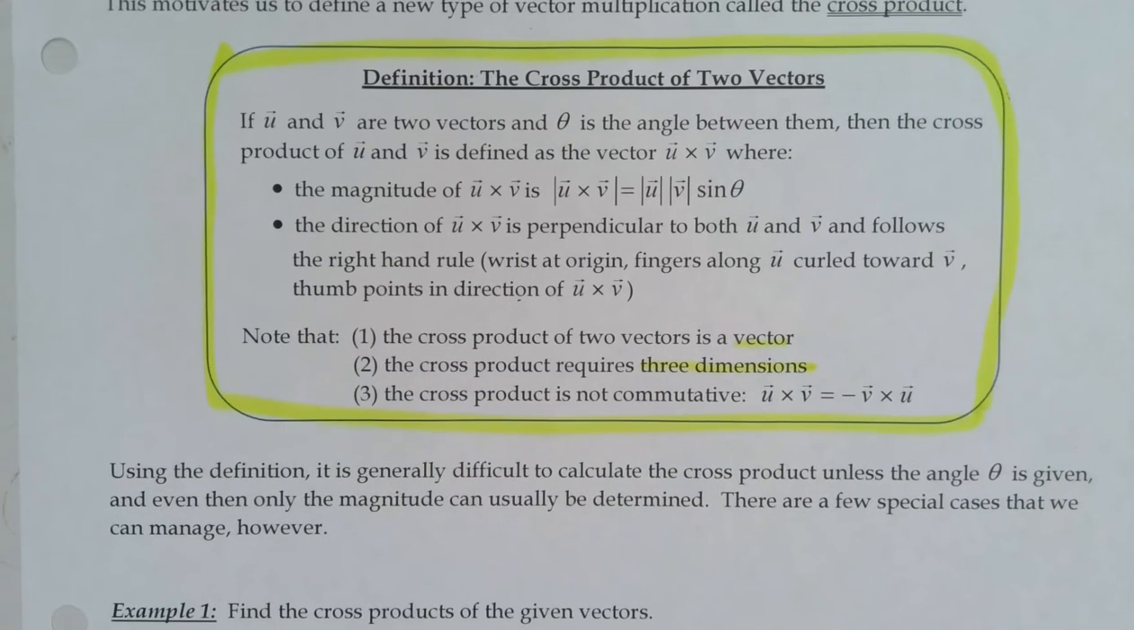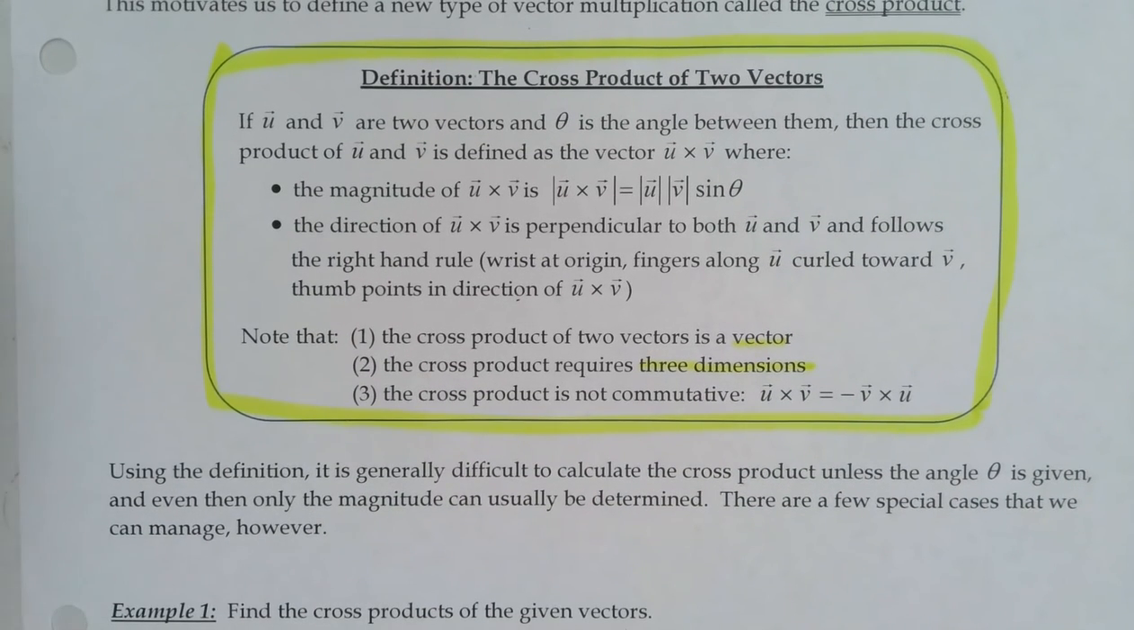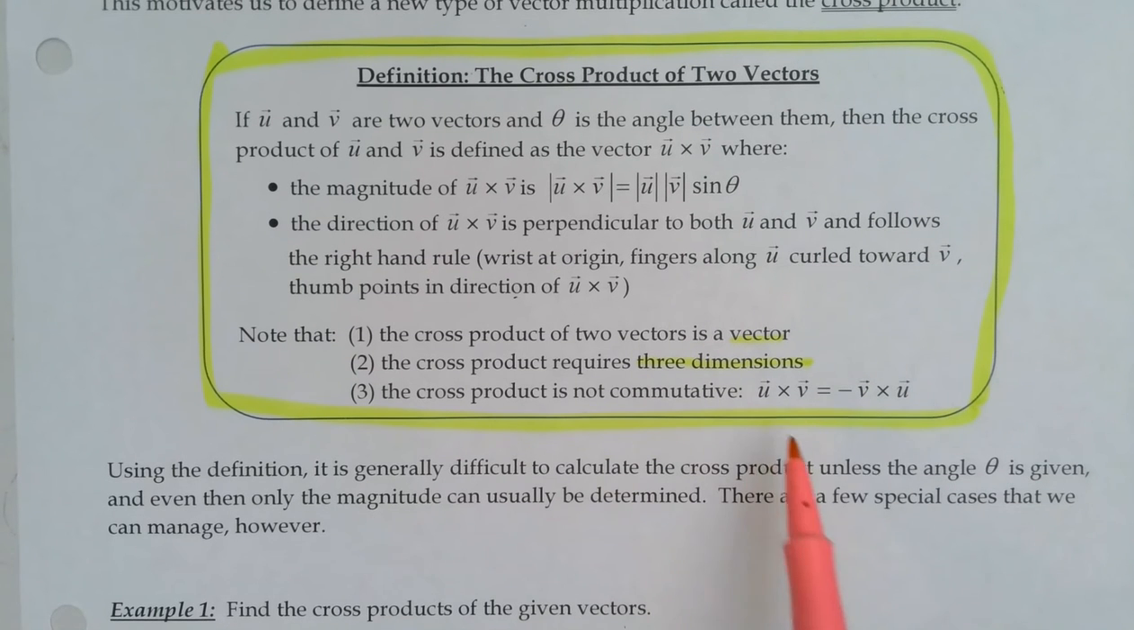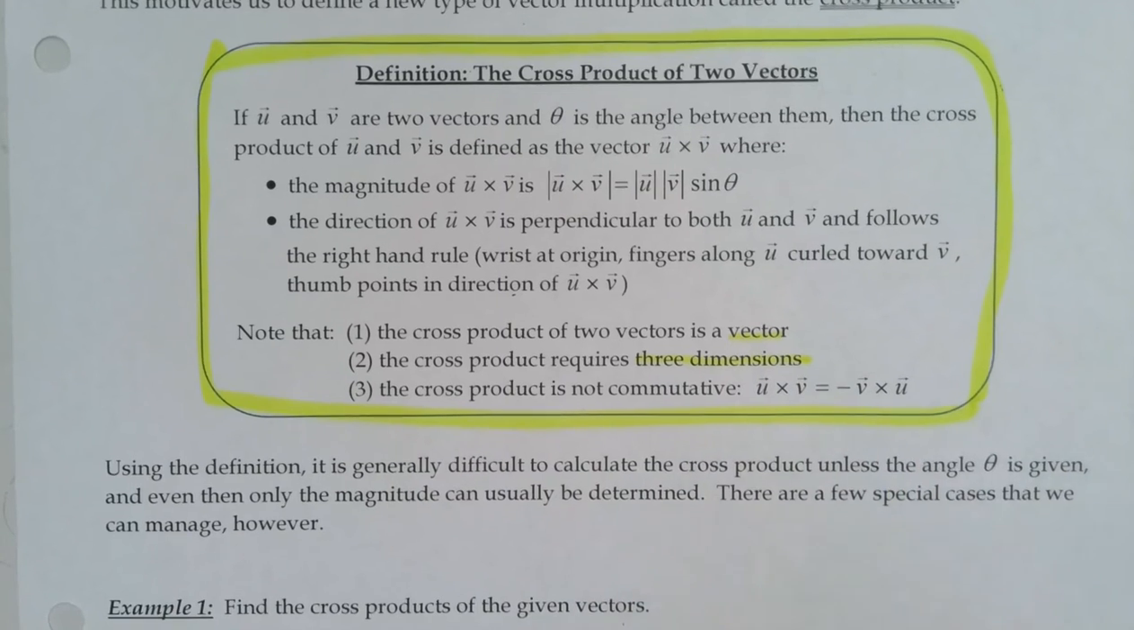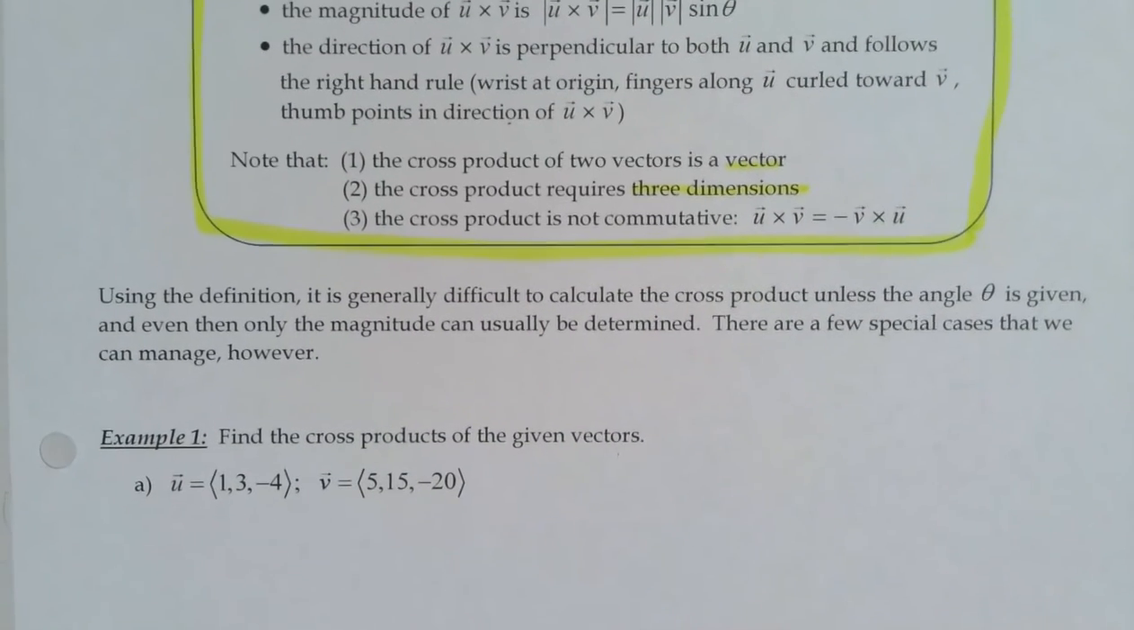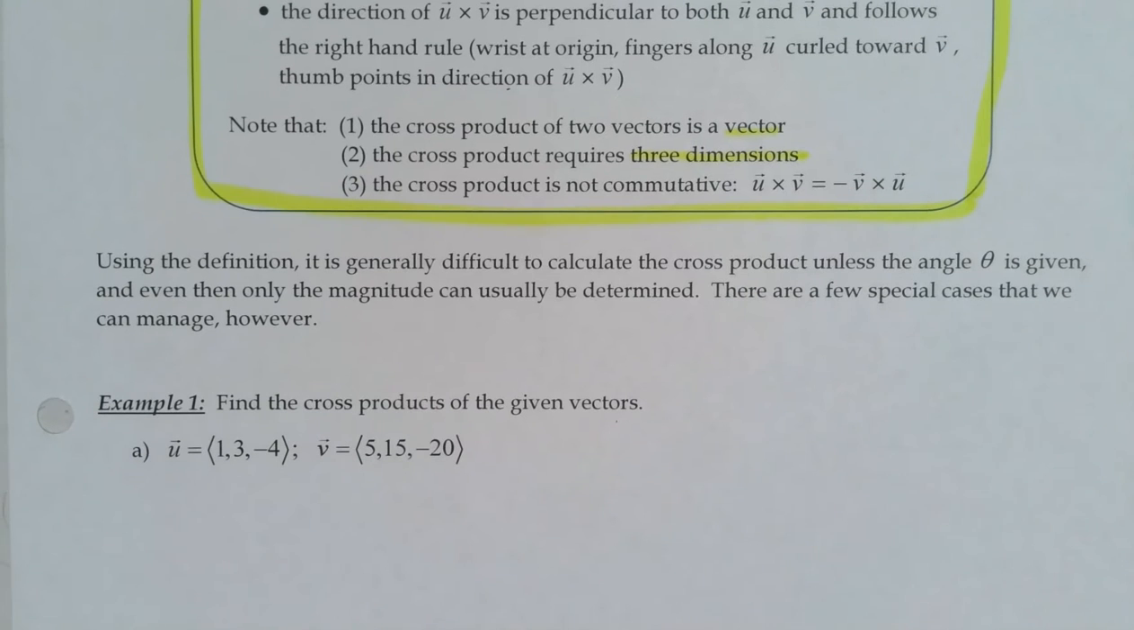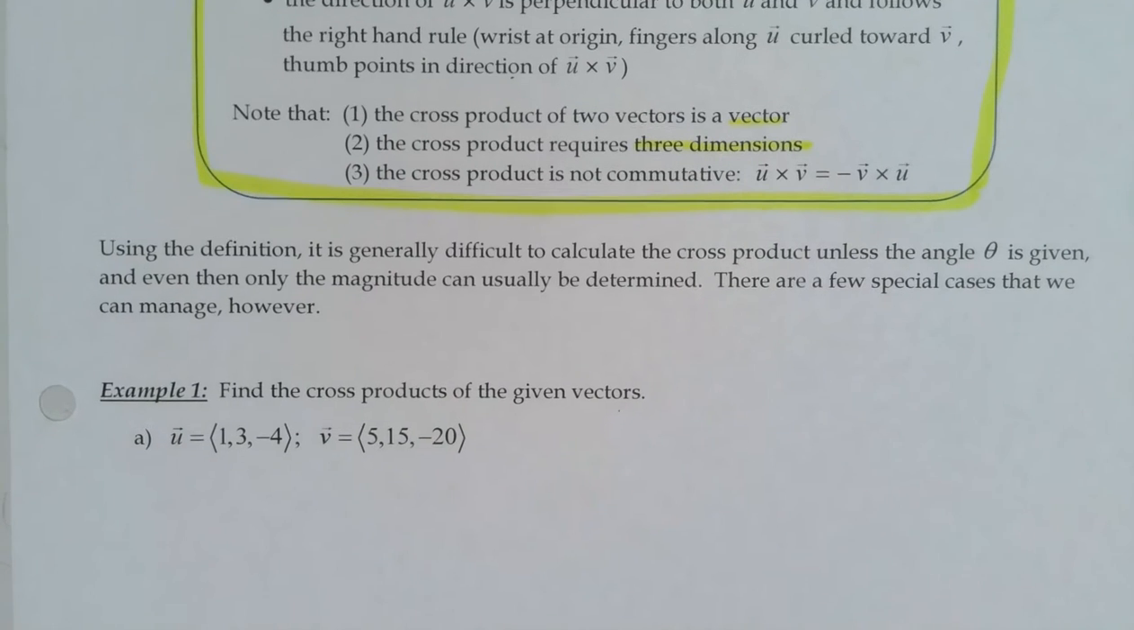Cross products are not commutative. They are not the same thing. So you can't just do u cross v equals v cross u. In fact, u cross v is negative v cross u. Using that definition, it is generally difficult to calculate the cross product unless the angle theta is given, and even then only the magnitude can be determined. There are a few special cases that we can manage, however, so we will do that.